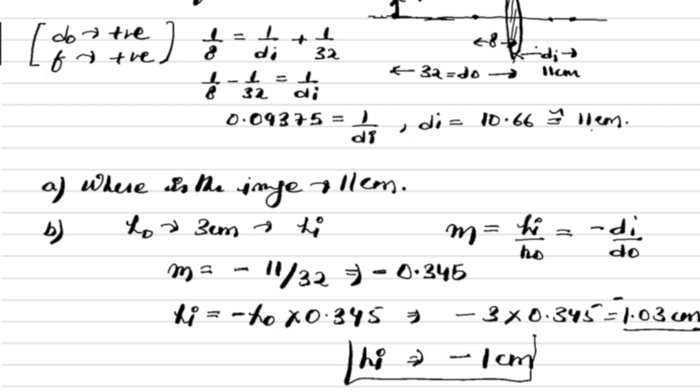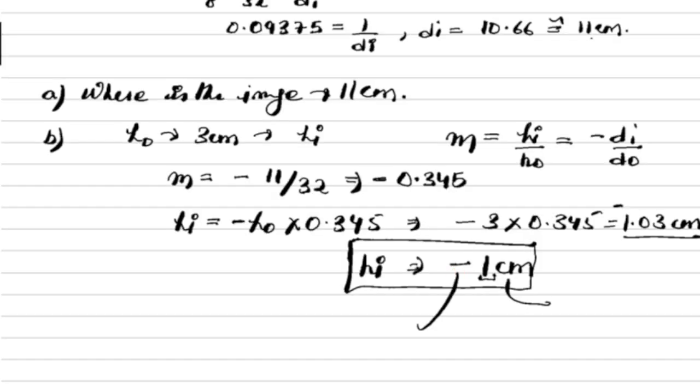Okay. Now let's read this. This 1 centimeter is telling what is the size of the image, and this negative sign is telling us that the image is inverted. So two pieces of information we are getting from here.